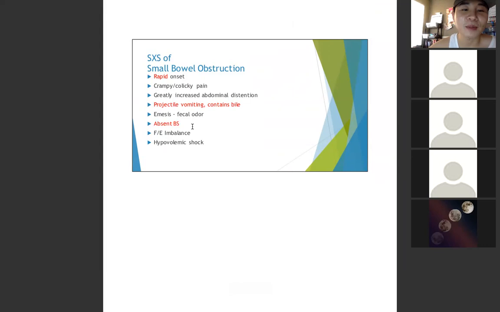Yes, absent bowel sounds. The patient will not have bowel sounds because of the obstruction. So there's no peristalsis, no contraction of the bowel. There's no movement of the food throughout the bowel. So that's why there's no bowel sound.